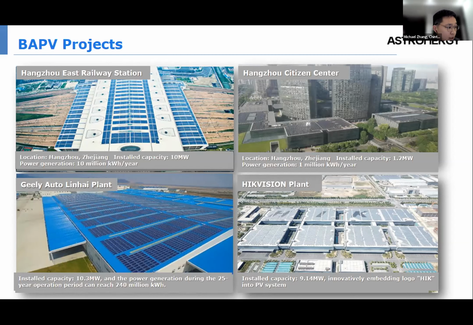The third one is another public building in Hangzhou. It's a citizen center. The capacity is 1.2 megawatts, and the generation is 1 million kilowatt hours per year. The last one is HIK Vision. It's also located in Hangzhou. In this case, we have embedded the logo of HIK into the PV system, which is very beautiful.